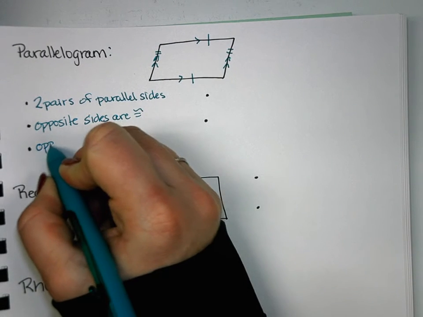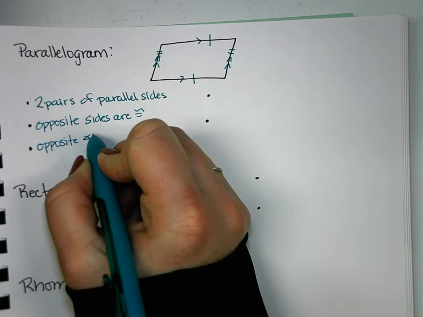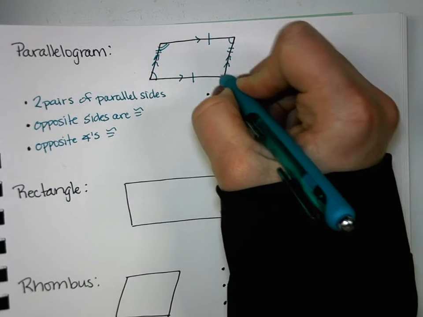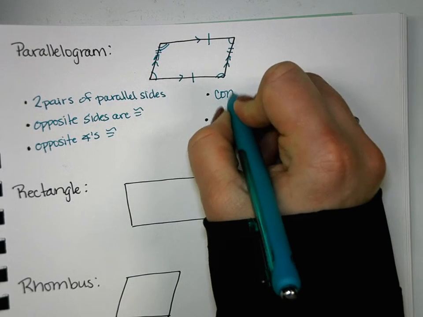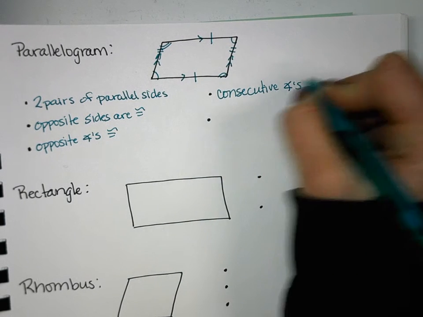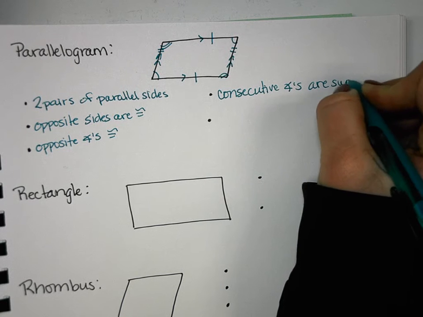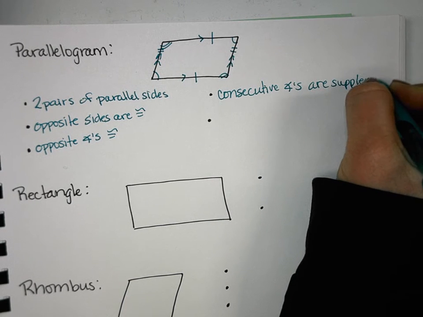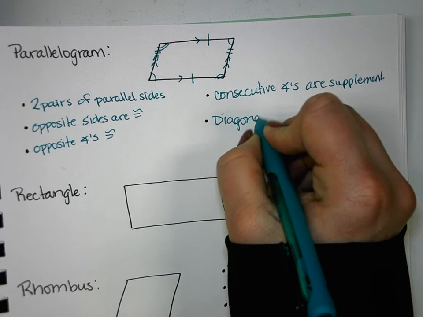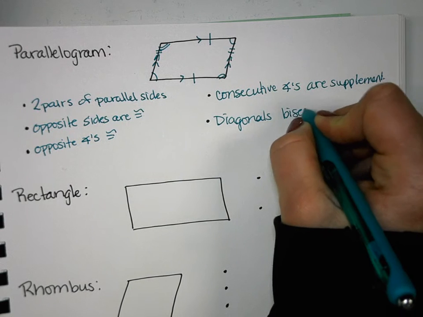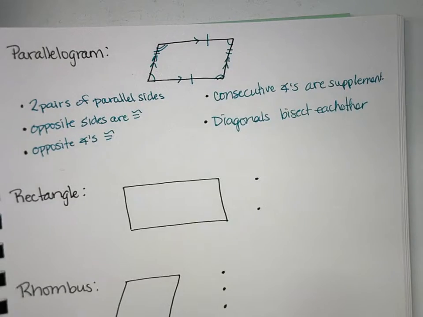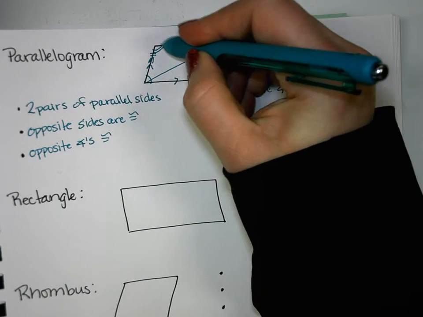Opposite angles I heard. Opposite angles are congruent. Consecutive angles are supplementary. And the diagonals bisect each other. Okay, so the diagonals cut each other in half.